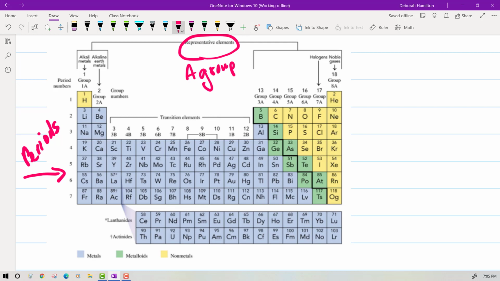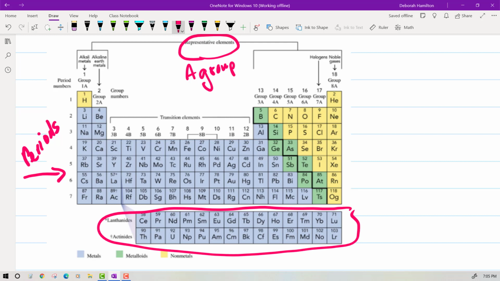Then again, we mentioned the transition elements. The group down here at the bottom that I'm going to circle in, sometimes these are called the inner transition. And sometimes they're also called rare earths. All right, also known as AKA. So that's that part of the periodic table.